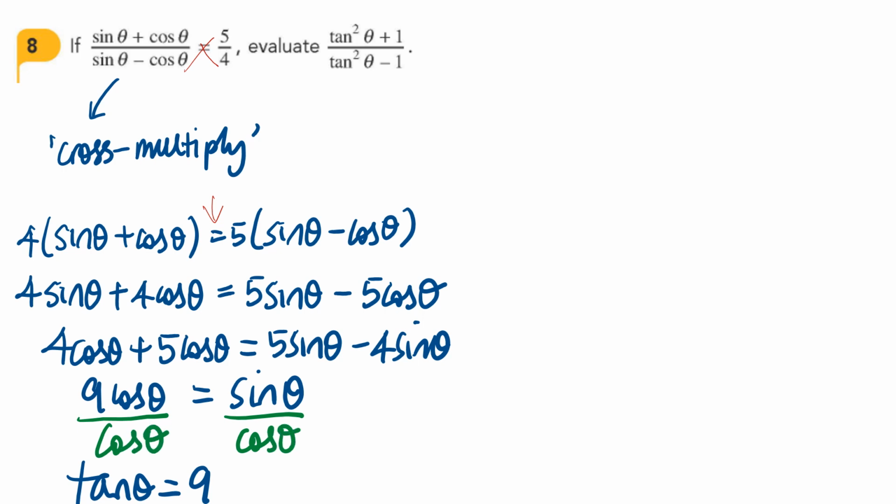Yes, we can divide both sides by cos theta. Why do you want to do that? Because sine theta over cos theta, what does it give you? Yes, it will give you tangent theta. So tangent theta equals to 9.